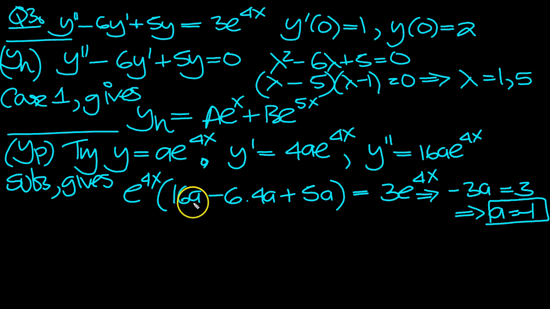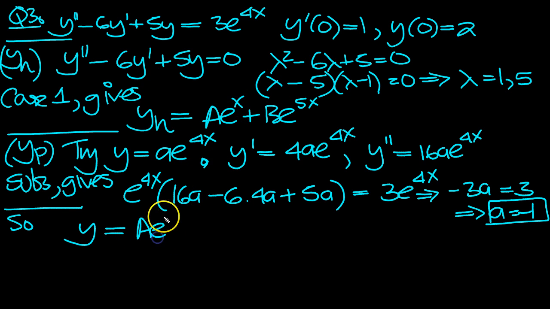There we go, there's a. I'm just going to double check that. 16 plus 5 is 21, take 24 is minus 3a. Minus 3a equals 3, so a equals minus 1. So that's yP done, and we can write down the general solution now. y equals yH, a e to the x plus b e to the 5x, and then plus yP, which was minus 1 e to the 4x.